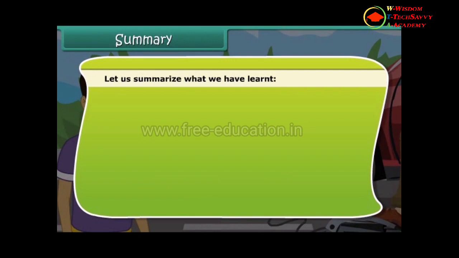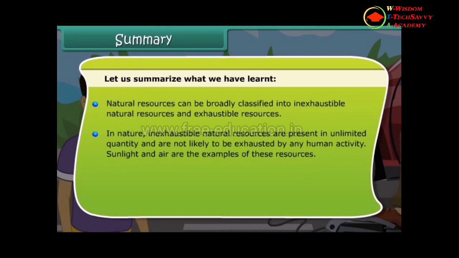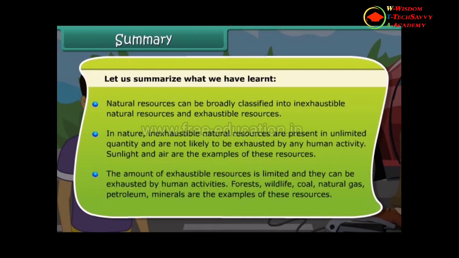Friends, let's summarize what we have learned so far. Natural resources can be broadly classified into inexhaustible and exhaustible resources. In nature, inexhaustible natural resources are present in unlimited quantity and are not likely to be exhausted by any human activity. Sunlight and air are examples of such resources. The amount of exhaustible resources is limited and they can be exhausted by human activities. Forests, wildlife, coal, natural gas, petroleum, minerals are some examples of these resources.